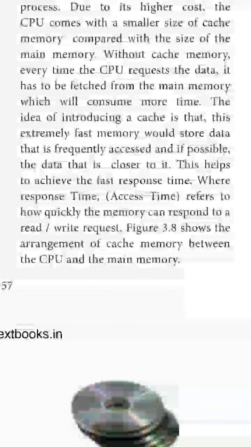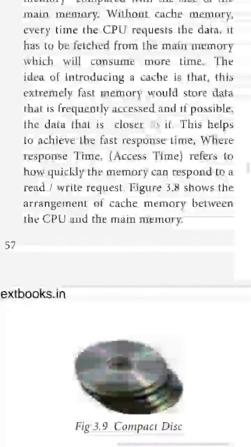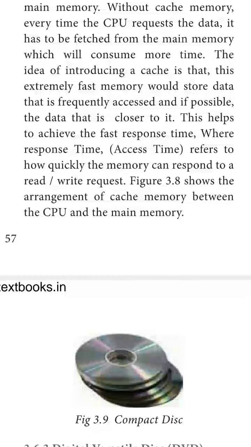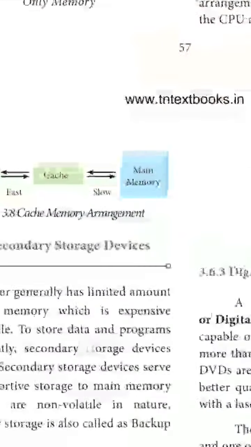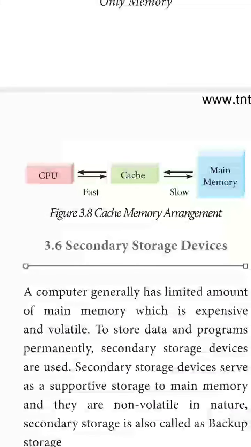Figure 3.8 shows the arrangement of cache memory between the CPU and the main memory. So here is the diagram. This cache memory is a temporary small size memory. It will retrieve the frequently used data from the main memory and temporarily store it in its cache memory. The CPU uses this cache memory for accessing the instructions so that it does not have to wait a long time to receive the data. The data will be available to the CPU right next to it.